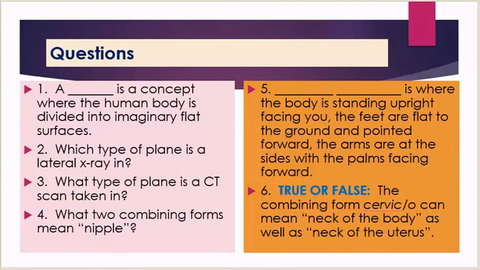Questions: number 1, a blank is a concept where the human body is divided into imaginary flat surfaces. Number 2, which type of plane is a lateral X-ray in? Number 3, what type of plane is a CT scan taken in? Number 4, what two combining forms mean nipple?